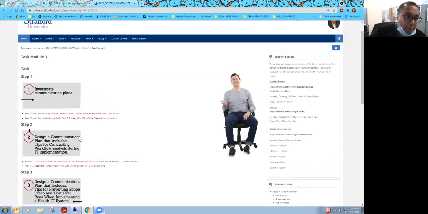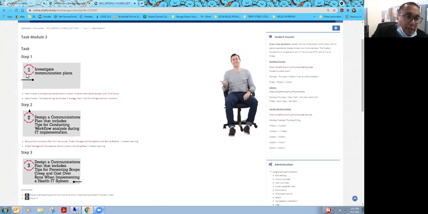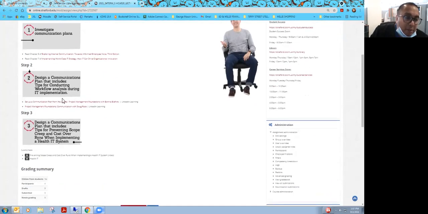So what do you want to do? First, investigate communication plans. This just tells you how to make a communication plan. But your main thing that you'll be doing for your task is to design an actual plan. And again, like I always stated on previous sessions, you can try to reinvent the wheel, but my suggestion is find a communication plan from a similar facility, like a hospital or any healthcare facility, and use it, and also have that workflow analysis.